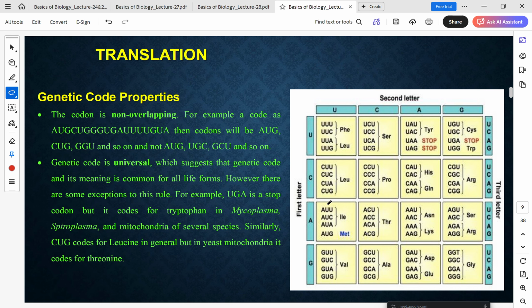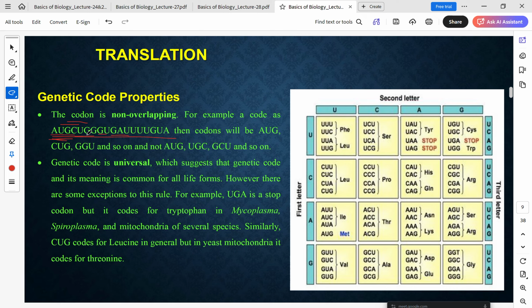The codon is non-overlapping. For example, if this is the sequence, then this is your start site AUG, which codes for methionine, then CUG, then GGU, GAU, etc. It won't happen that it is AUG, then UGC, then GCU. That is not going to be the case.